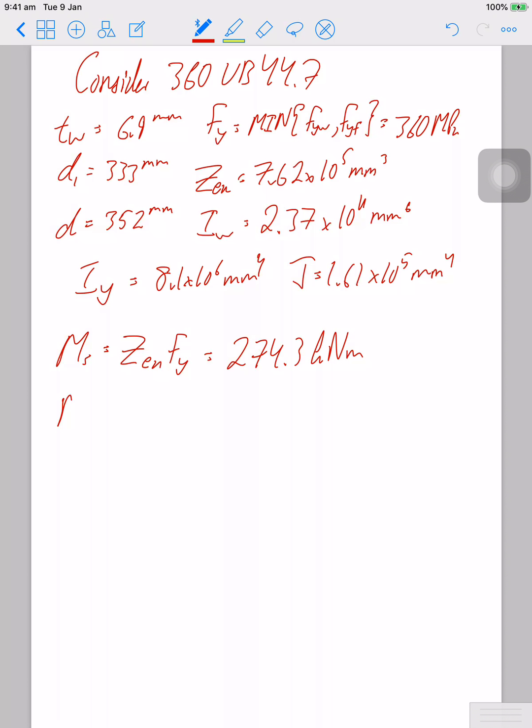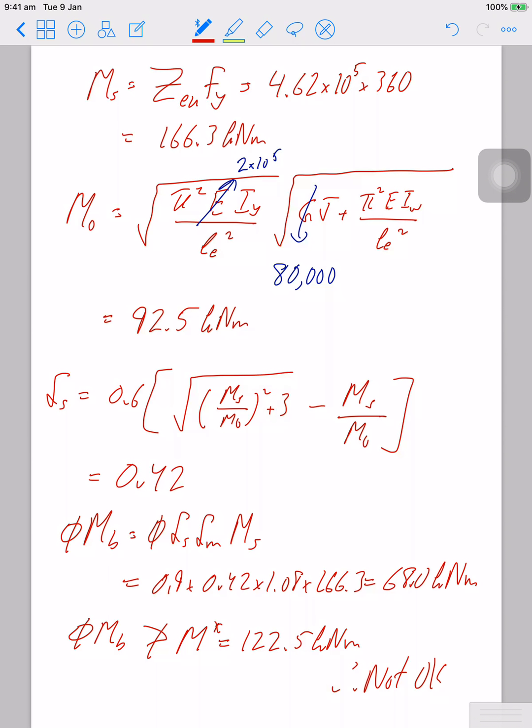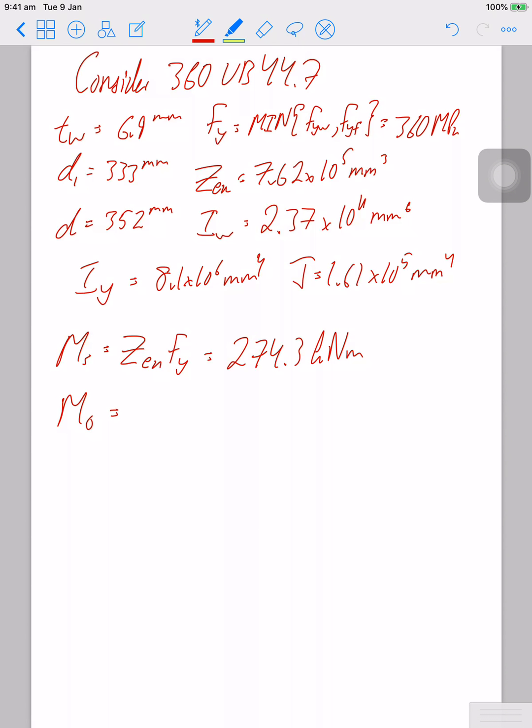We're going to find our M_o. I'm not going to copy the formula again. Basically, it's this formula. The only values that will change are I_w, J, I_y. These are the only three values that are going to change. You should get a reference buckling moment of 189 kilonewton meters.